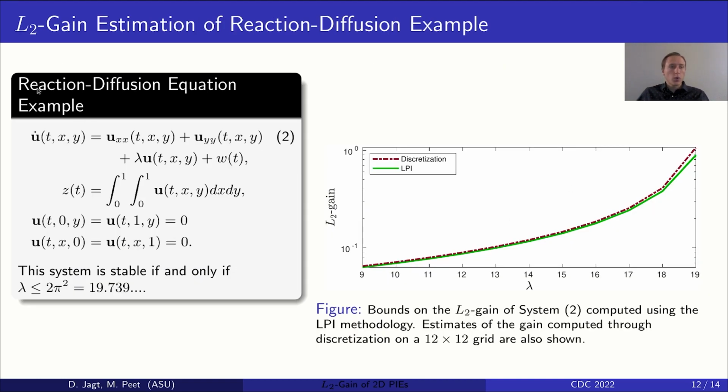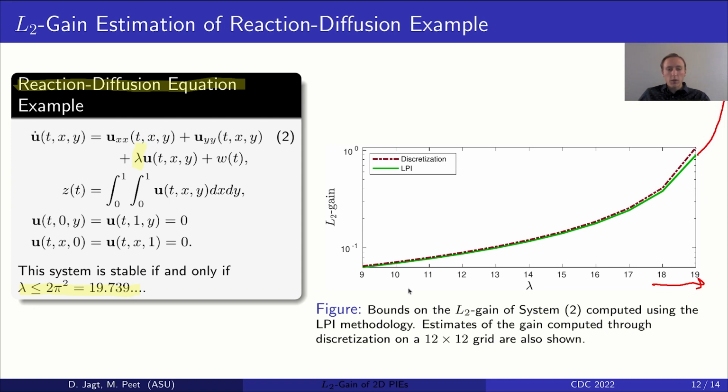Now, using this approach, we tested the L2 gain, or a bound on the L2 gain, for our reaction diffusion equation for various values of our reaction parameter lambda, where we note that this system is stable if and only if lambda is smaller than 2 pi squared. And indeed, as lambda approaches the value of 2 pi squared, this bound on the L2 gain grows to infinity.